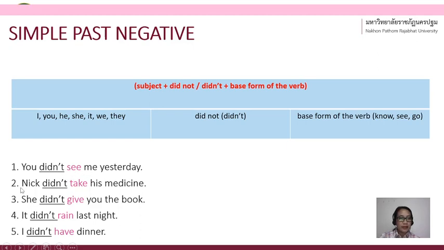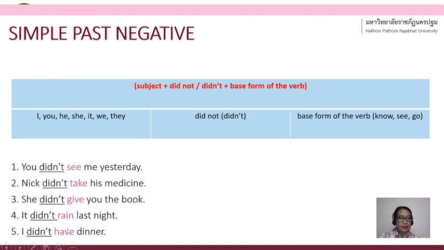Number 2 example. Nick didn't take his medicine. Didn't take. Number 3 example. She didn't give you the book. Didn't give is the negative past simple form of the verb. Number 4 example. It didn't rain last night. Didn't rain or did not rain is the past negative form of the verb.